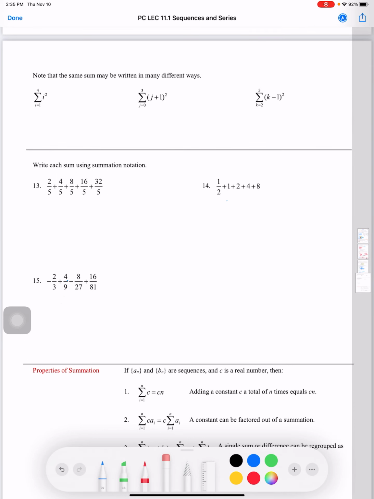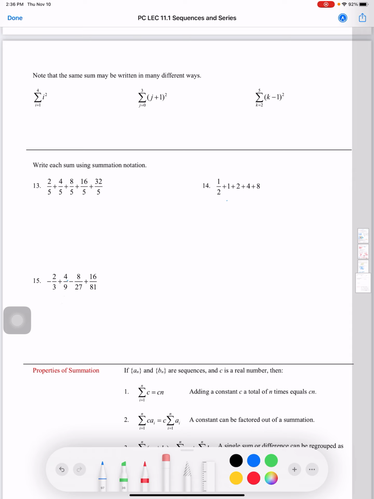All right, guys, really quickly, we're going to finish up 13, 14, and 15. Now, these are different because now they've given us the expanded form. I like to refer to this as summation notation, but it's expanded. So what we want to do is condense this. We want to rewrite this using summation notation.